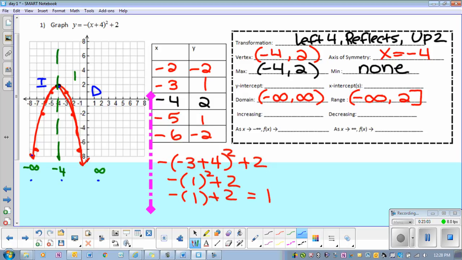So increasing is from negative infinity to negative 4. And remember, increasing, decreasing, and constant, you always use parentheses, okay? And then it's decreasing from negative 4 to infinity. Okay?